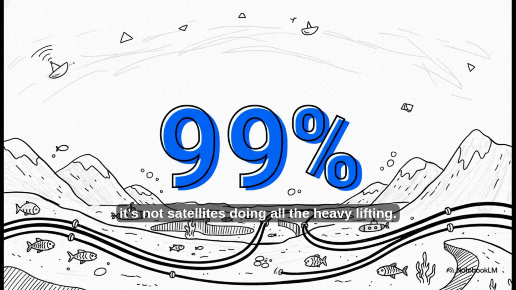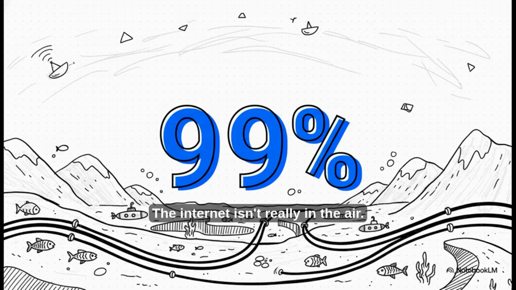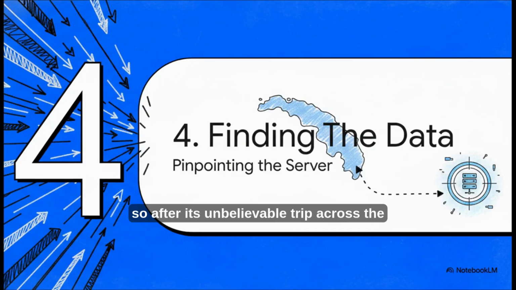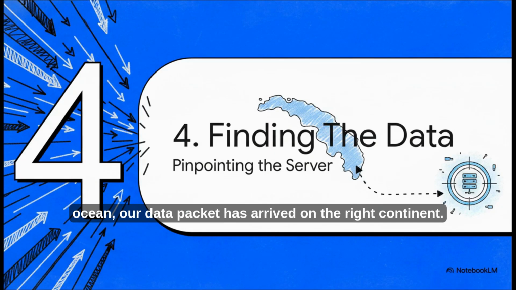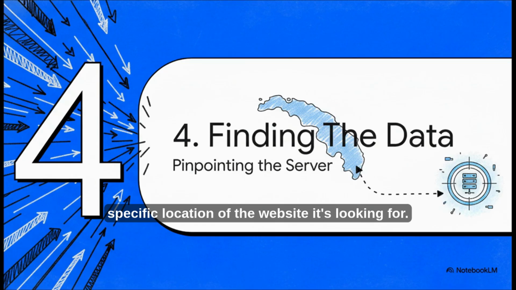And get this, it's not satellites doing all the heavy lifting. A staggering 99% of all international data travels through this physical network of undersea cables. The internet isn't really in the air, it's literally at the bottom of the ocean. Okay, so after its unbelievable trip across the ocean, our data packet has arrived on the right continent. But its mission is not over yet. Now it has to find the exact, specific location of the website it's looking for.